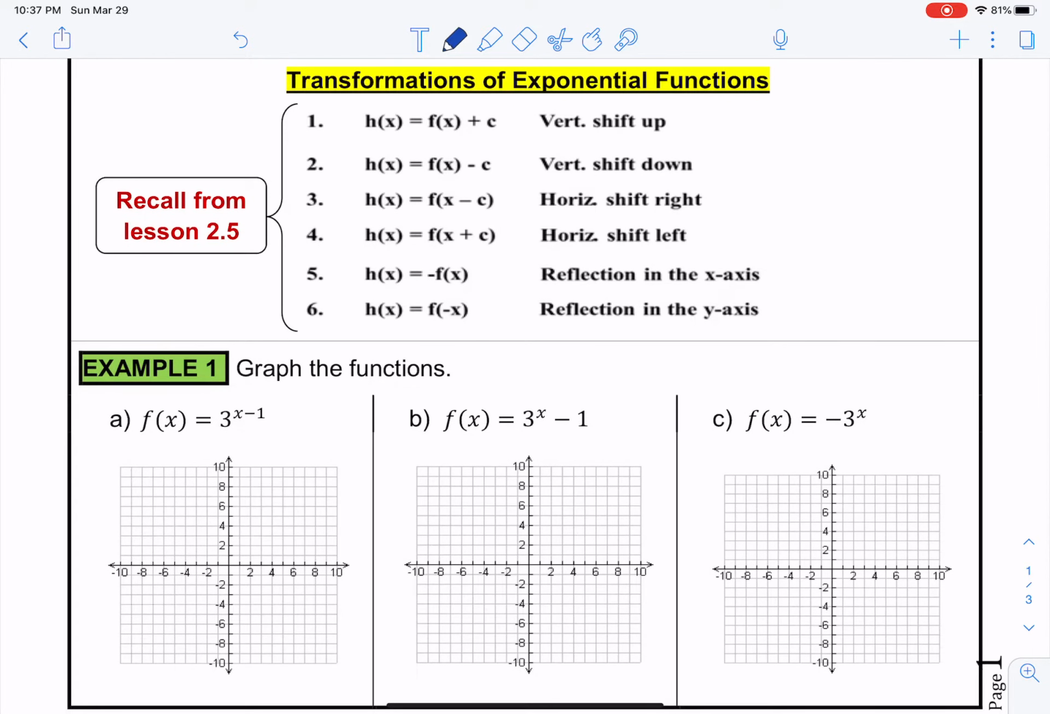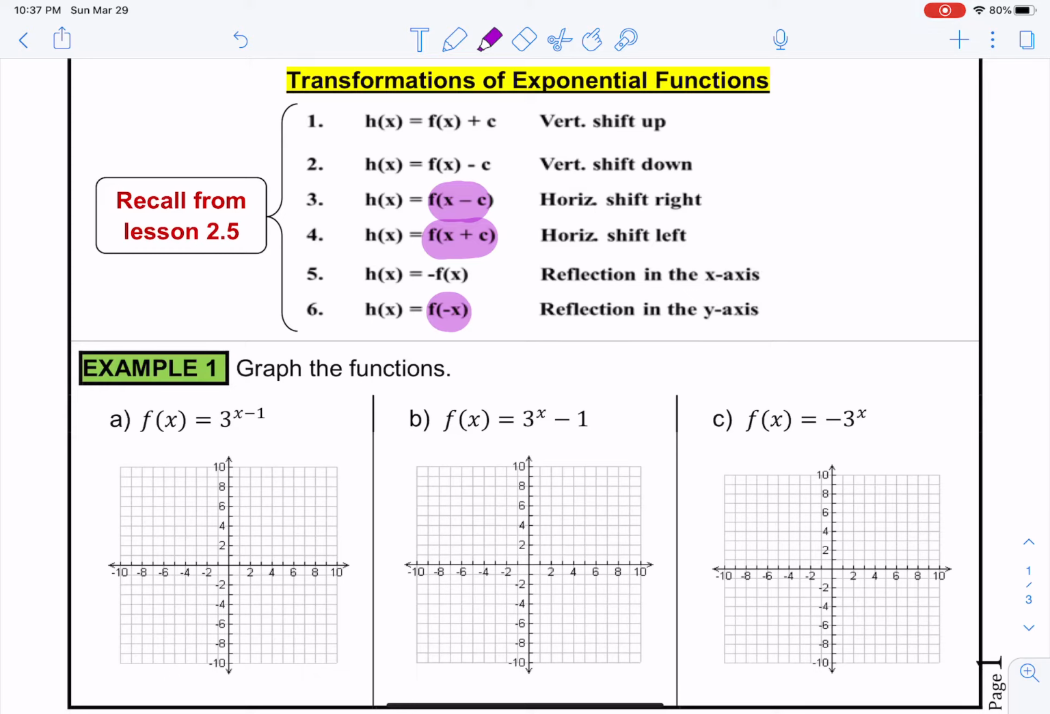So to graph these functions, we have to know a few basic things. If we add c to a function, it is a vertical shift up. Subtract c, it is a shift down. Subtract c from x, we shift right. Add c to x, we shift left, and the subtracting and adding happens to the x values. If we multiply the function by a negative, it's a reflection about the x-axis. And if we multiply x by a negative, it would be a reflection along the y-axis.